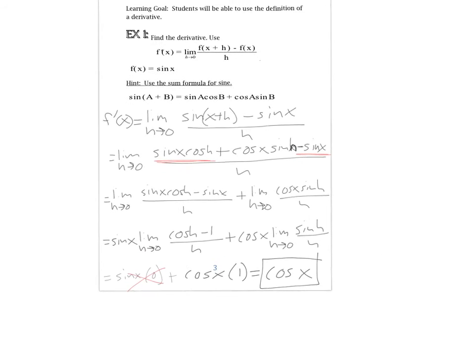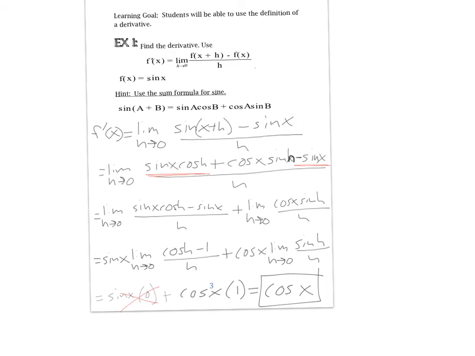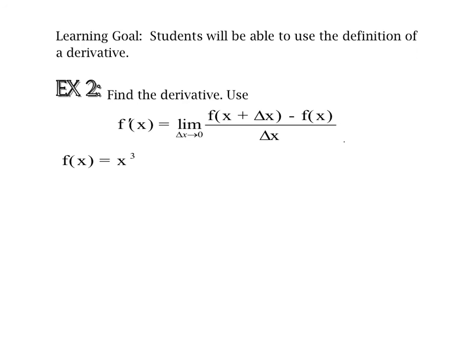Alright, so that means the derivative of sine is cosine, and maybe in class we'll figure out what the derivative of cosine is. Kind of fun. Let's go to the next page.